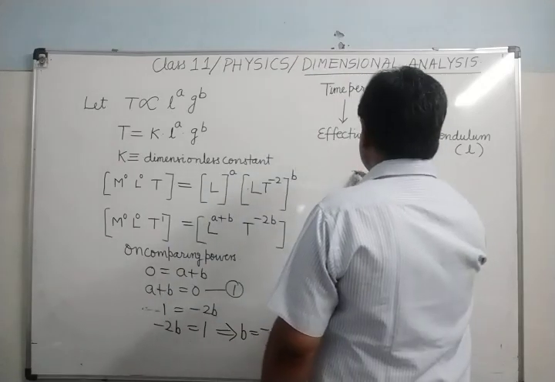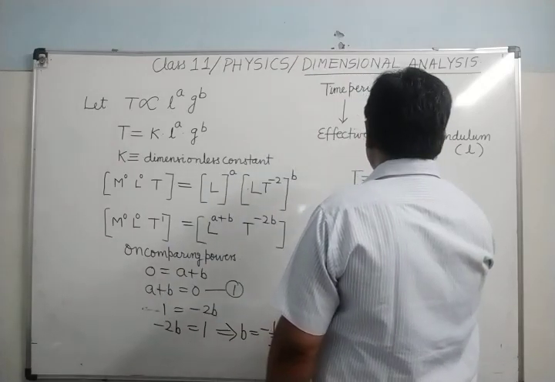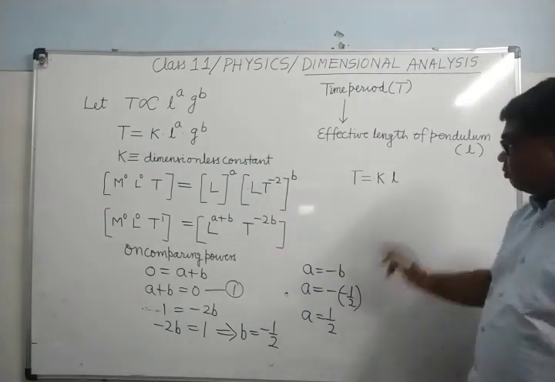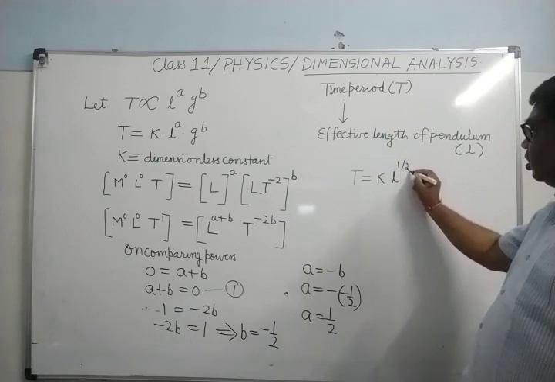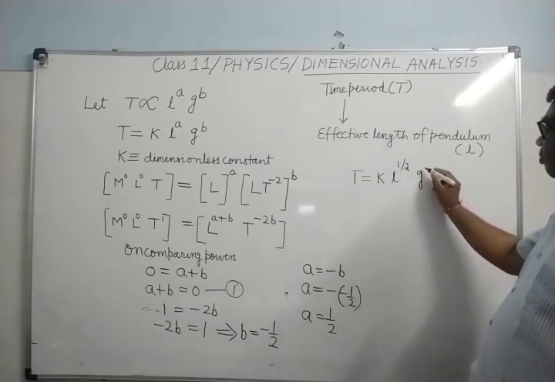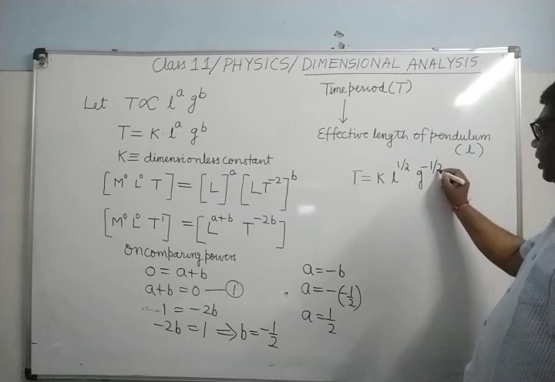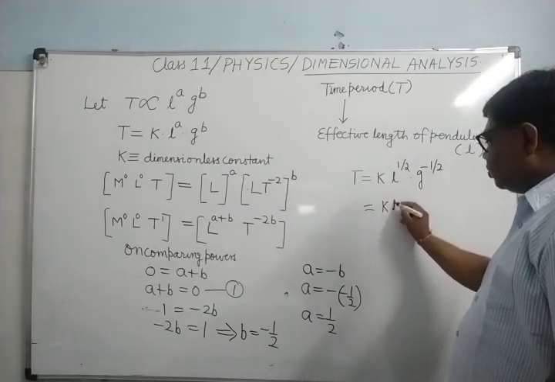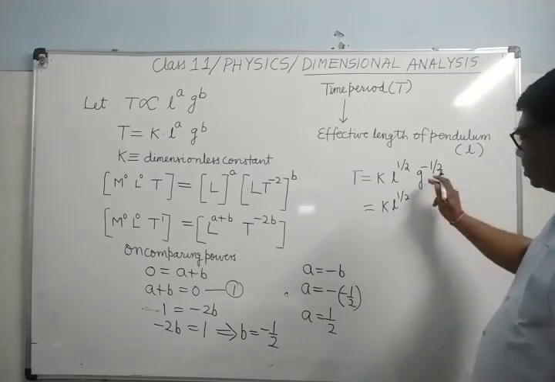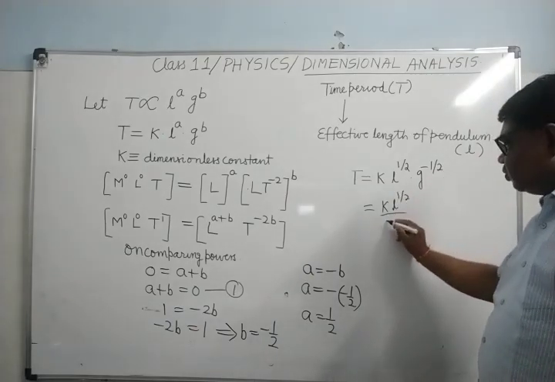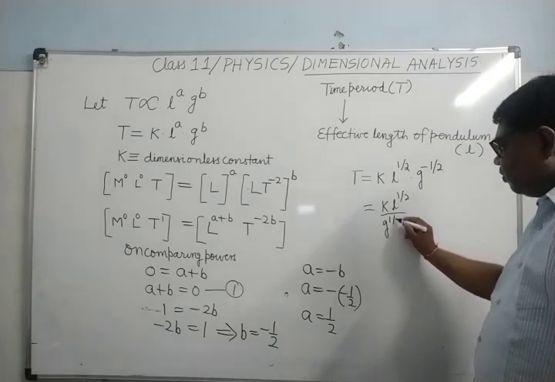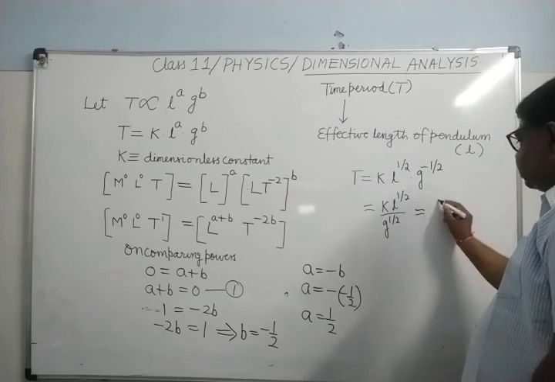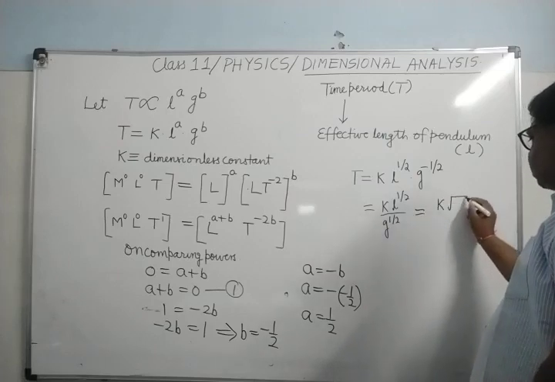Here T equals K L to the power a. L to the power a means a is 1 by 2. Then g to the power b, b is minus 1 by 2. It's clear. This you can write further as K L to the power 1 by 2, and this you take in the denominator, so g to the power 1 by 2. It's clear. So now you can write it as K square root L.